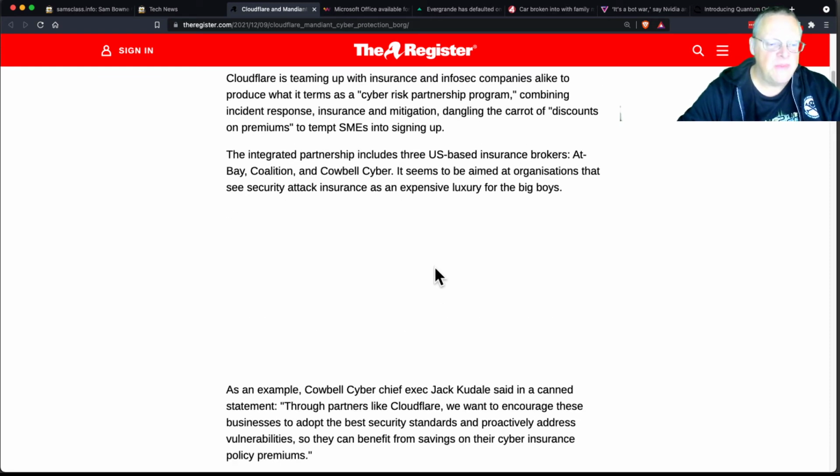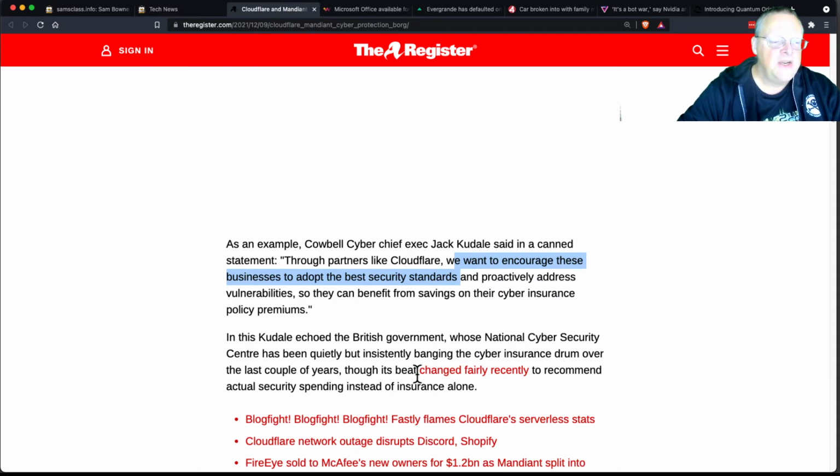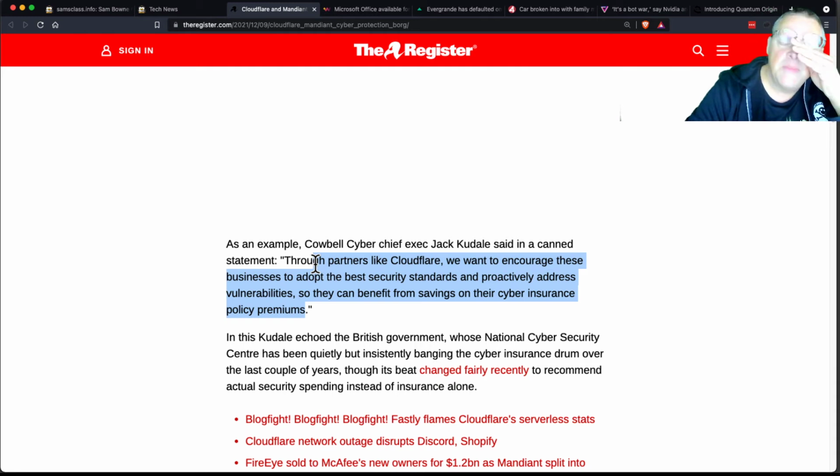So we'll see what comes of this. They're going to encourage these companies to adopt the best security standards, and then they can benefit from savings on their cyber insurance policy premiums. So that sounds really very helpful to me. Another thing that often comes up in my classes is, what can we do to stop ransomware? And all the recommendations I find are very unclear and confusing and not simple, just follow like the 10 best practices.